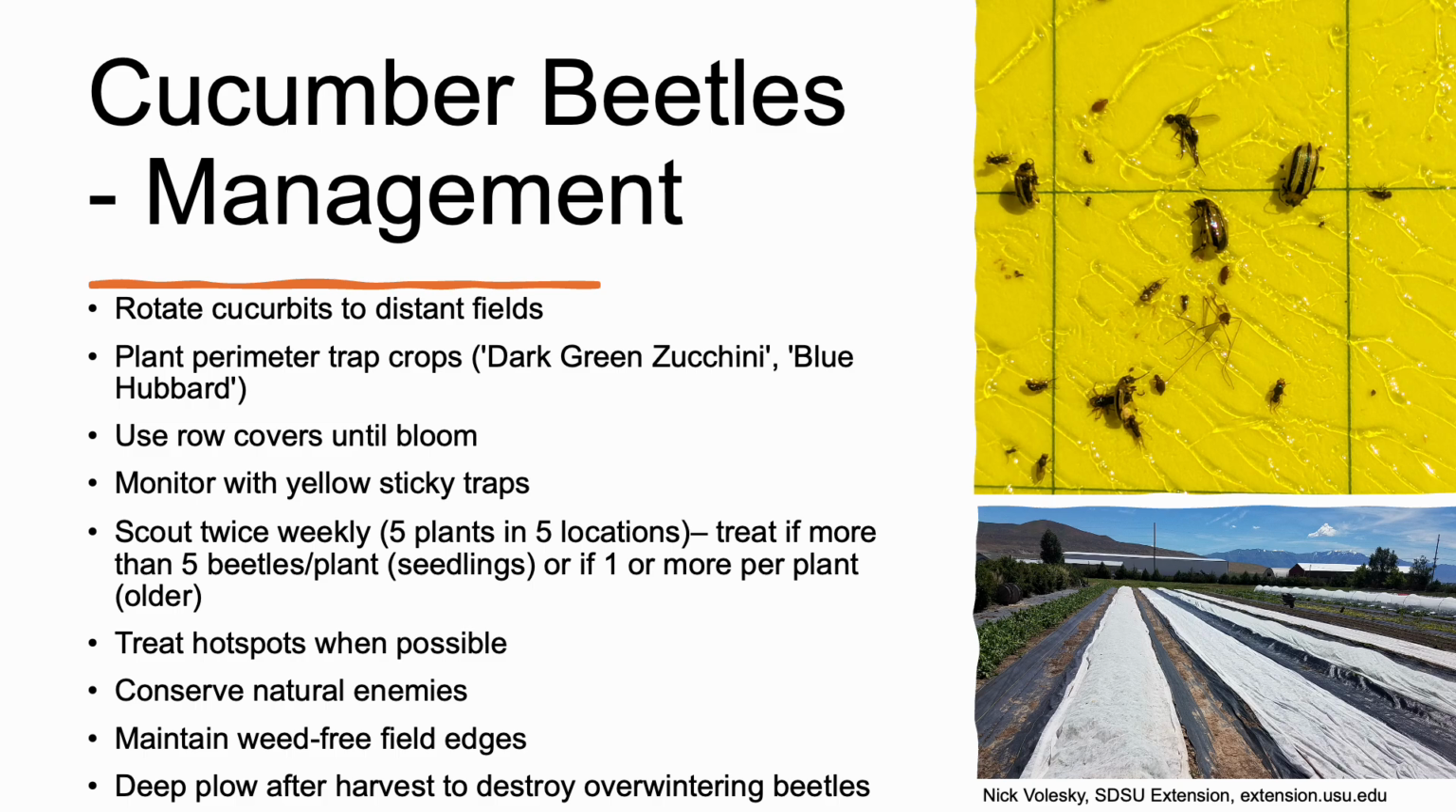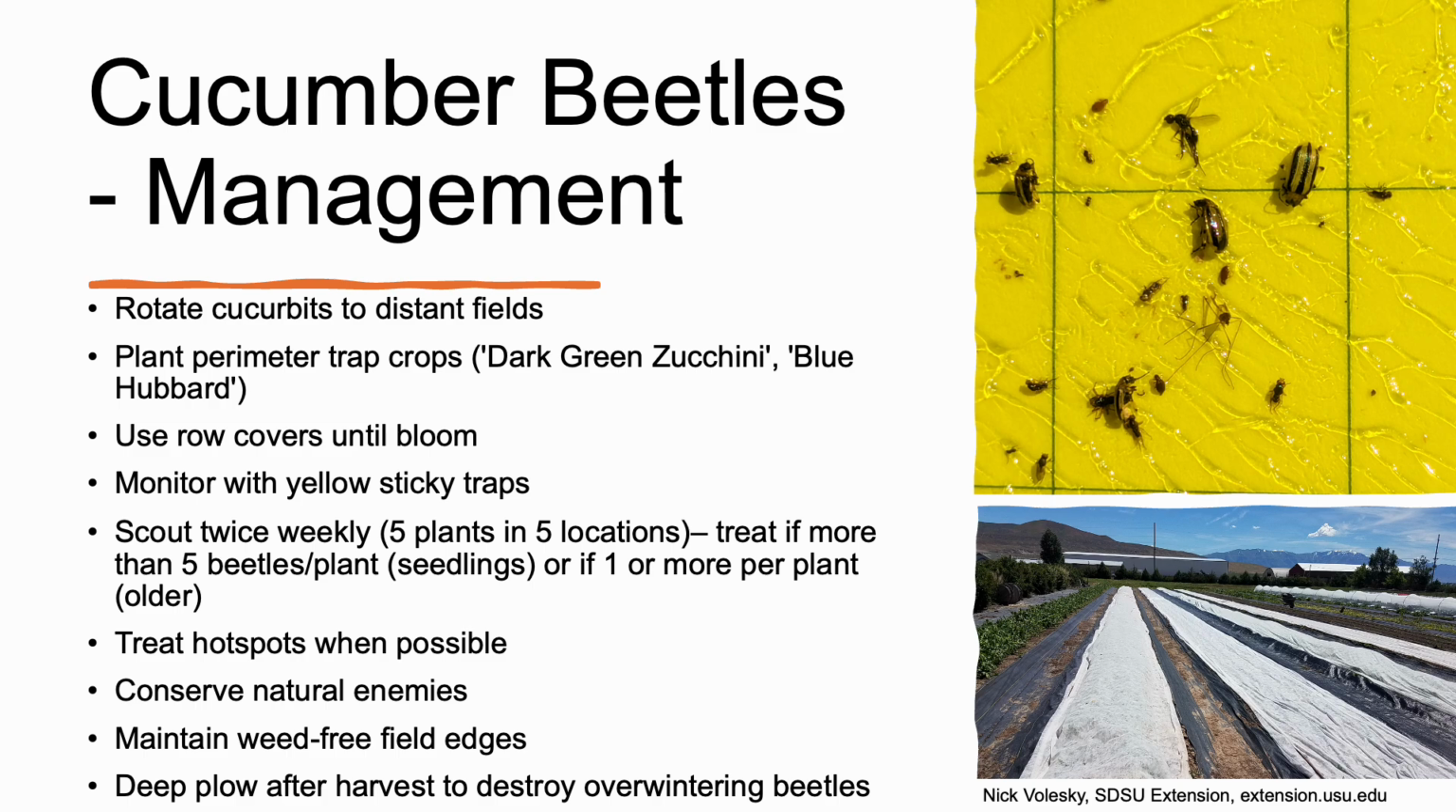Monitoring is essential. Use yellow sticky traps and scout fields twice weekly, checking 5 plants at 5 locations, with special attention to field edges. Treatment decisions are based on thresholds. Apply control if seedlings average more than 5 beetles per plant, or if older, bacterial susceptible plants have 1 or more beetles per plant. When possible, treat hot spots rather than the entire field.